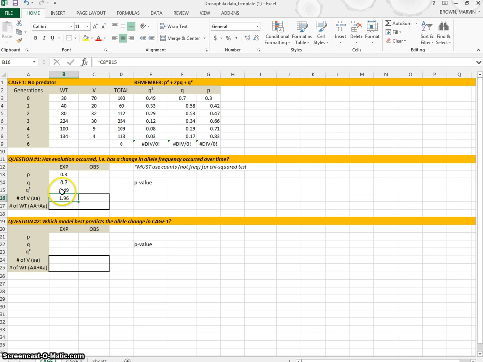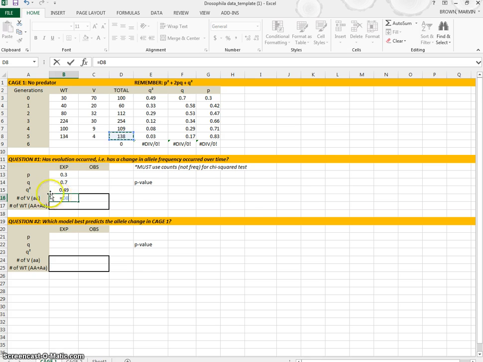So we need to delete that. So the number of vestigial flies, this is asking for the proportion. So what we have to do is just simply equals our total number of flies at the end. And remember, I'm just using 5 generations because that's what I have data on. We will actually use 6. So the total number of flies.